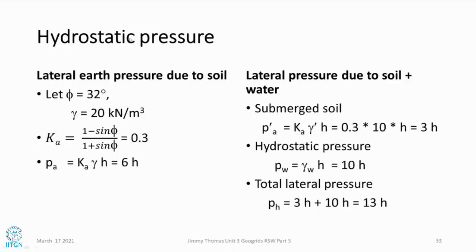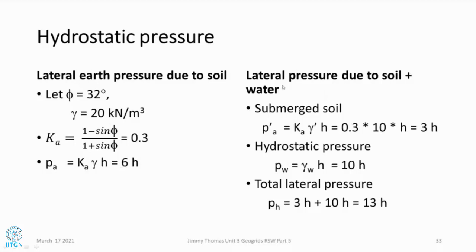Now, if you have hydrostatic pressure, again let us do a simple calculation and let us assume phi is equal to 32, bulk unit weight is 20. So for the moist soil, Ka will be 0.3. So lateral earth pressure will be Ka into gamma H. So it will be 0.3 into 20, so it is 6 times the height. That will be the lateral pressure.